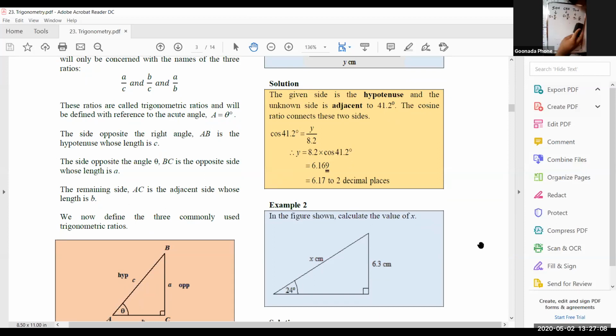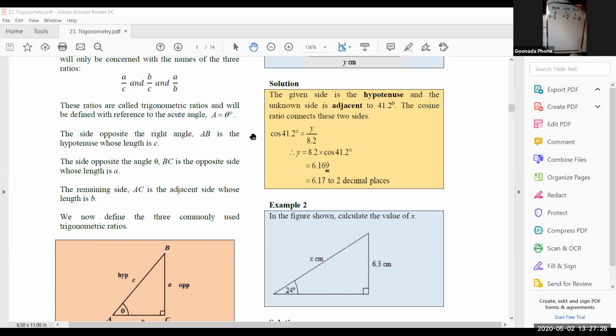Can anybody first tell me which rule we are using? Which one of the trig ratios we're using? Is it sine? Yes, correct. We are using sine because we are asked to find the hypotenuse and we are given the opposite.